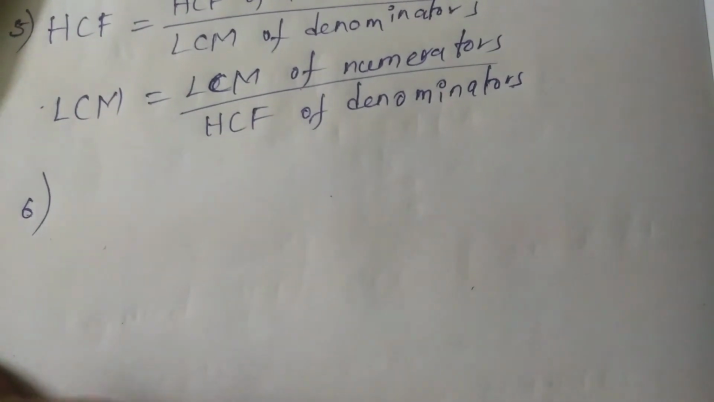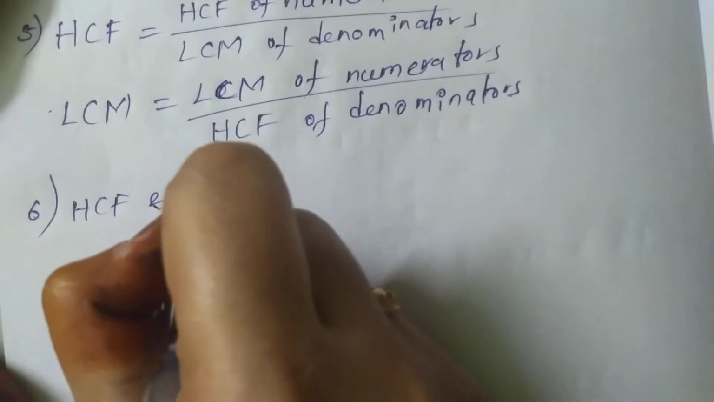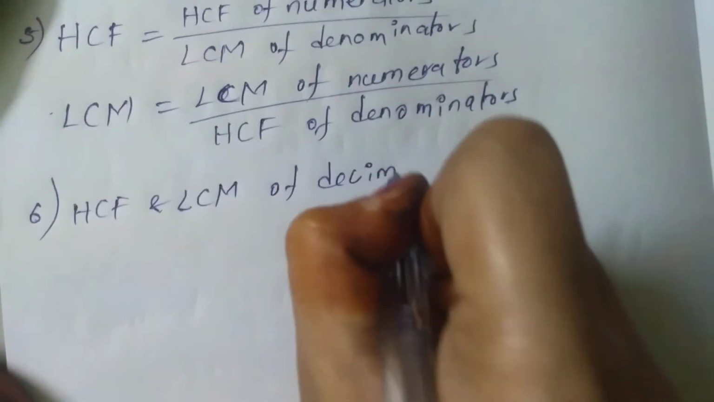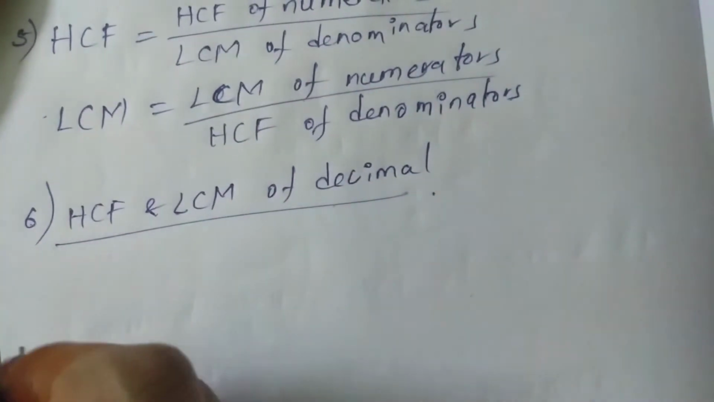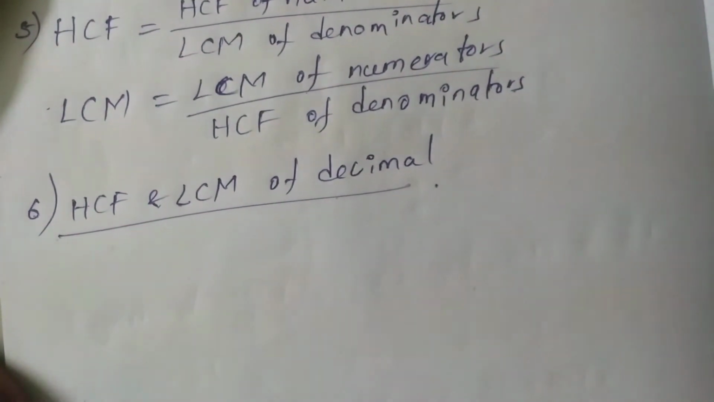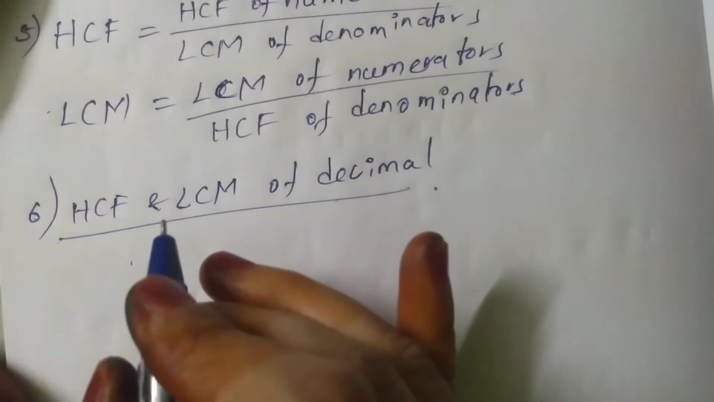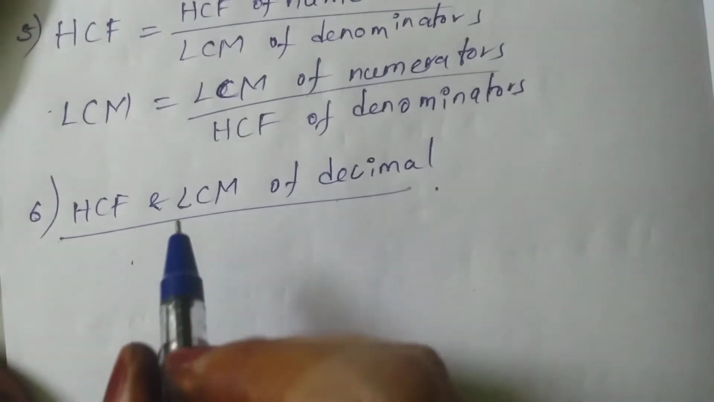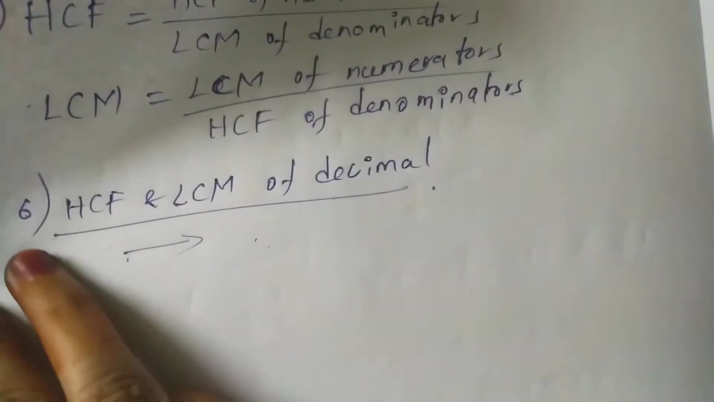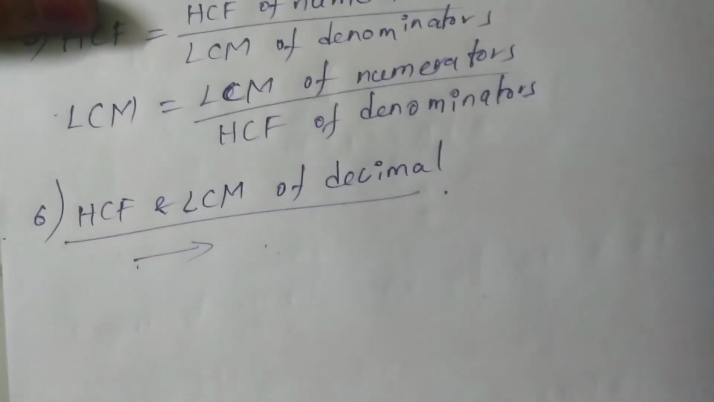And the next one is LCM and HCF of decimals, means in decimal numbers. For this one, we need to make the same number of decimal places by annexing zeros in some numbers if necessary. So we can go through this one while we are doing the problems in the next video.